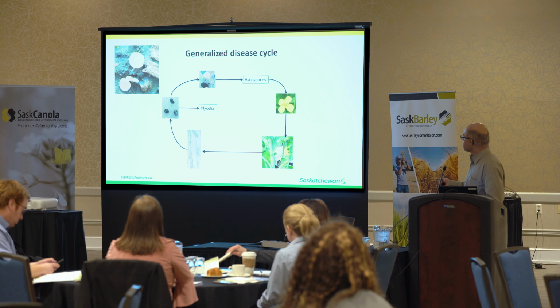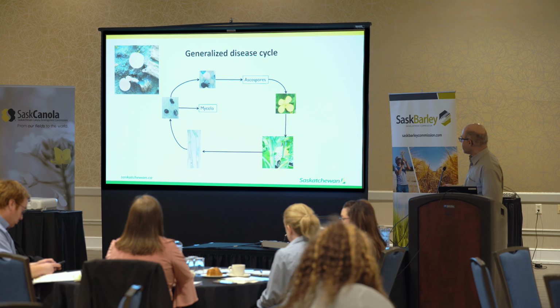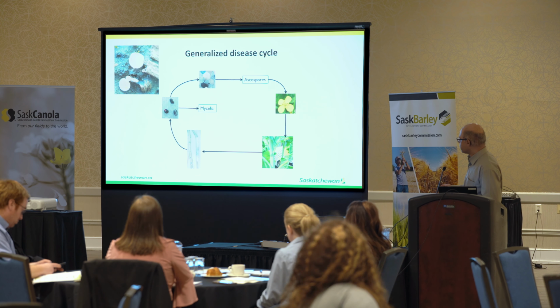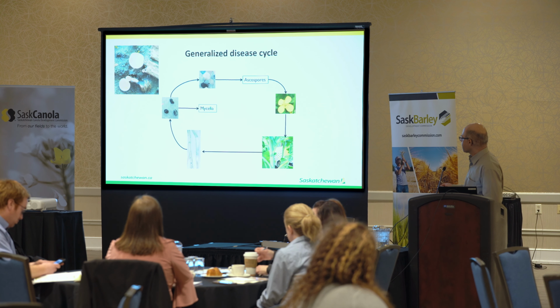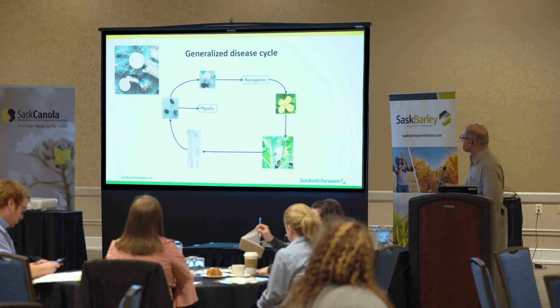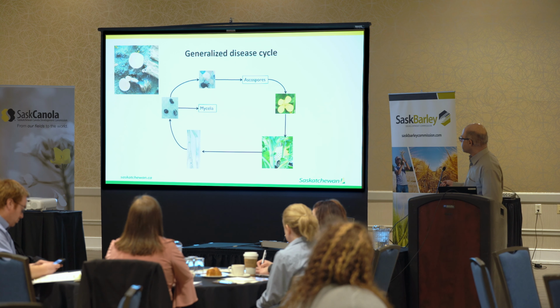So this is a generalized disease cycle, so we simplify that. We start from here. These are the sclerotia within the stem, on stubbles. These germinate and produce these mushroom-type structures. They are a little bit smaller than a dime size.